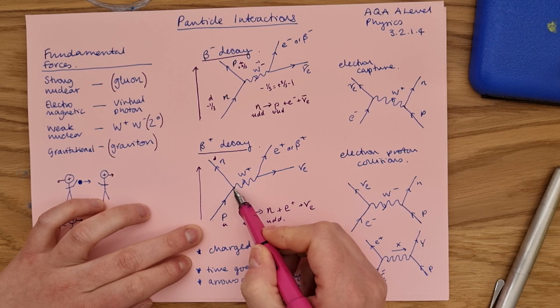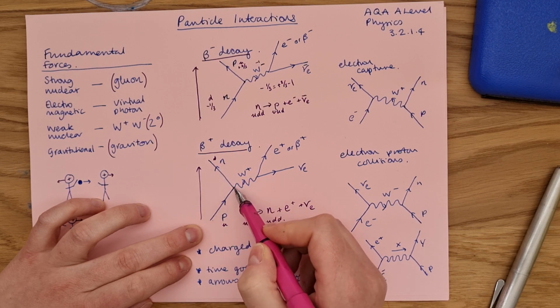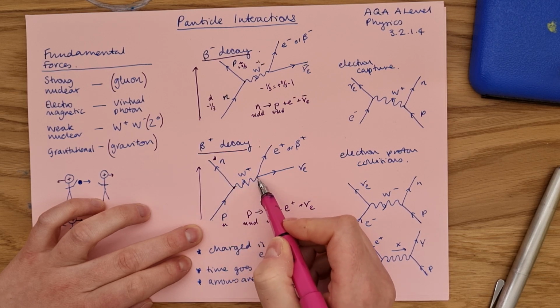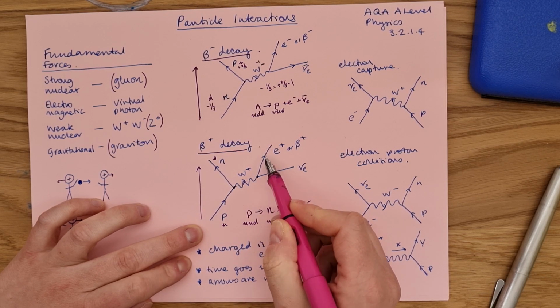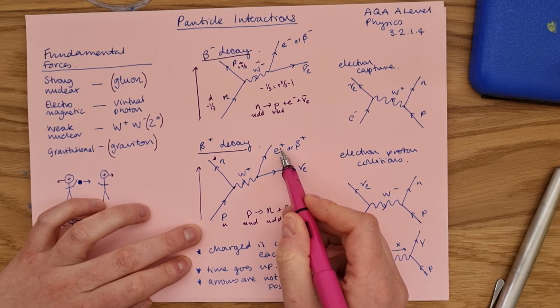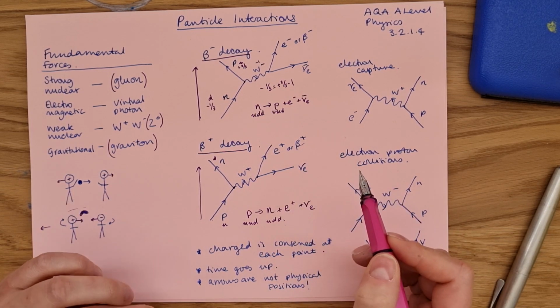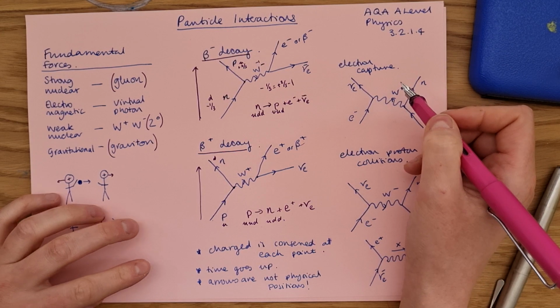At this vertex, charge must be conserved, so it's positive here. That's neutral because it's a neutron, so 0 charge, so this must be positive along here. And then at this vertex, we must have positive coming out, neutral coming out. And it can be either the symbol for the positron, which is the antiparticle of an electron, or this beta plus. The next one is electron capture.